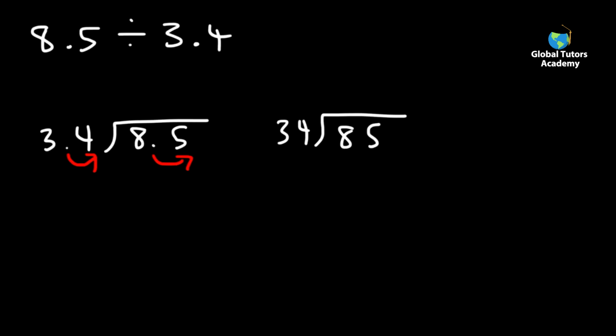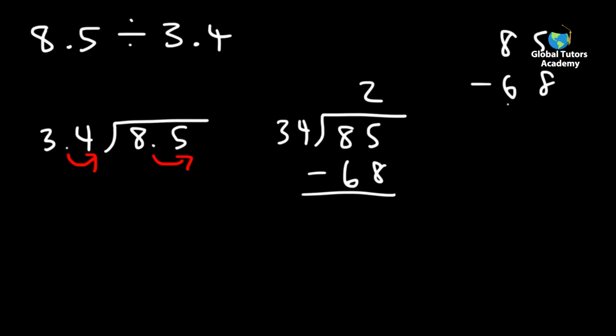34 goes into 85 2 times. 34 times 2 is 68, and then we subtract 85 by 68. Let's do it over here. 5 minus 8 will give us a negative number, so we're going to have to borrow a 1. The 8 becomes a 7, and 5 becomes 15. So 15 minus 8 is 7, 7 minus 6 is 1. So this gives us 17.